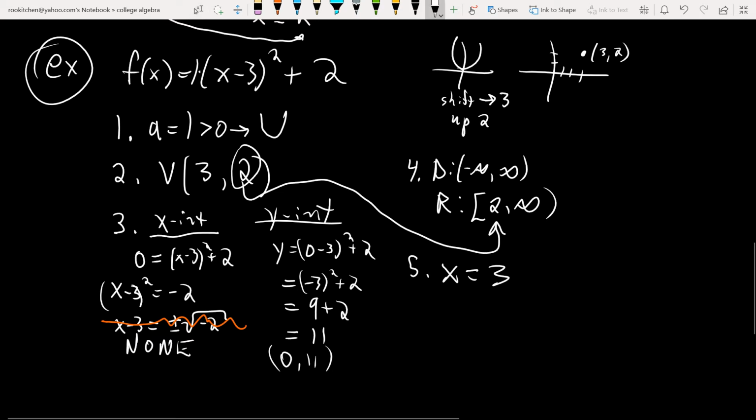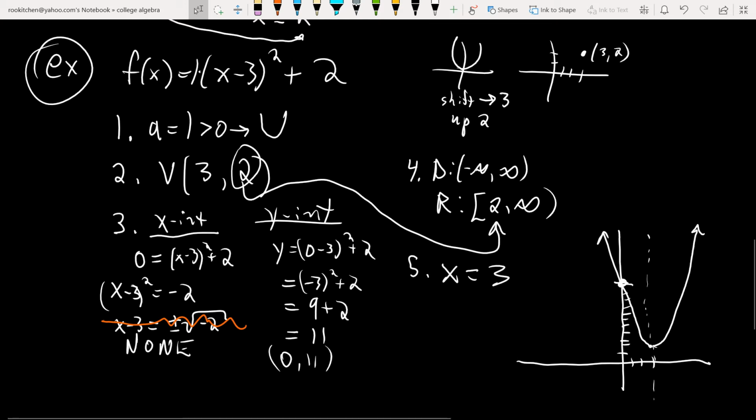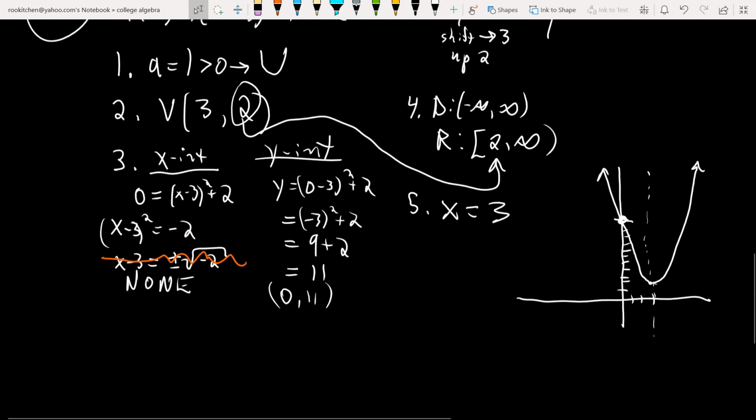And then finally you can graph the thing. So 1, 2, 3, 4, 5, 6, 7, 8, 9, 10, 11. You know there's a y-intercept there. The vertex is at 3, 2. There's the axis of symmetry, goes right through it. And then if you can draw half of it, just reflect that half around the axis of symmetry, and you should be good to go. Okay, there it is. Yay. All right, next.